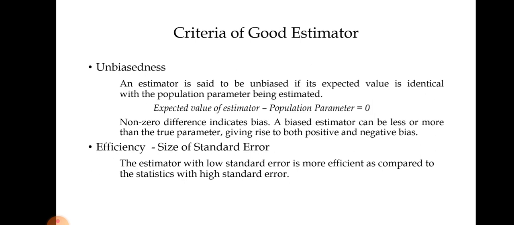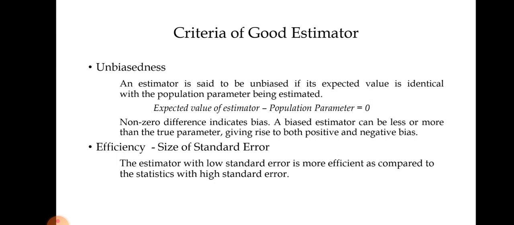One is unbiasedness. An estimator is said to be unbiased if its expected value is identical with the population parameter being estimated. We study the sample, and on the basis of the outcome of the sample we try to estimate about the population. If the results of the estimator are identical with the population parameter, then we can say it is unbiased. There is no difference. Efficiency.